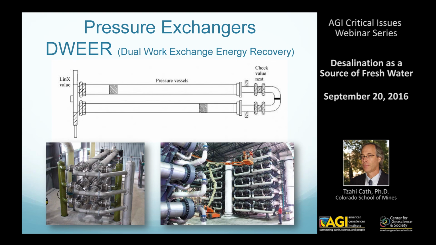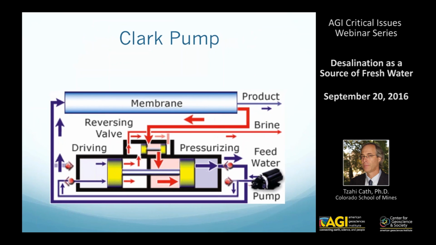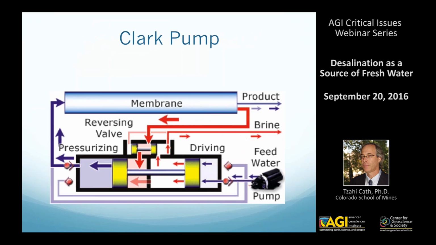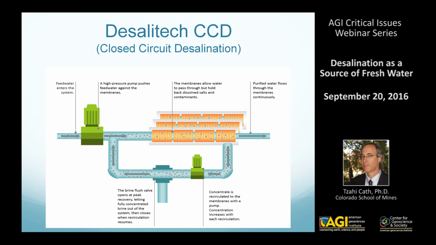These are big pipes that have big pistons that are moving and transferring the energy from one stream to another. Clark pump is another type of energy recovery device that again takes the pressure in the brine and transfers it to the incoming stream. Desalitech is another, the closed circuit desalination, another way to work with fewer membranes but with much higher velocity of the stream on the membrane, reducing some of the problems associated with the concentrate in these membranes.